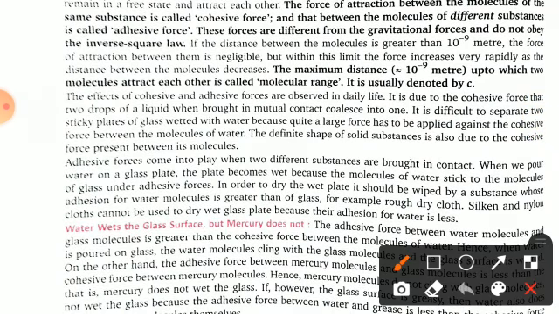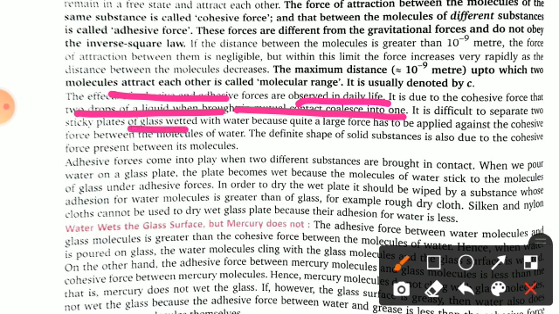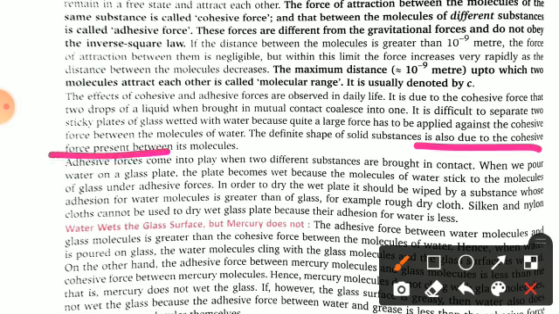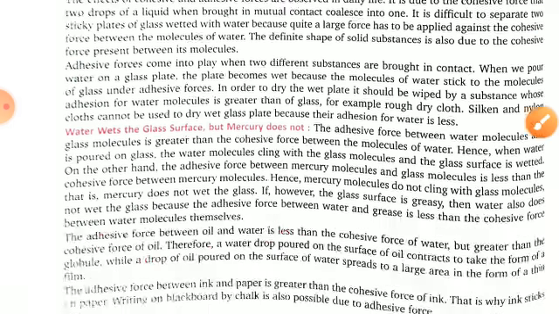The effects of cohesive and adhesive forces are observed in daily life. It is due to the cohesive force that two drops of a liquid, when brought in mutual contact, coalesce into one. It is difficult to separate two plates of glass stuck together with water because quite a large force has to be applied against the cohesive forces between the molecules of water. Clear? The definite shape of solid substances is also due to the cohesive forces present between its molecules.